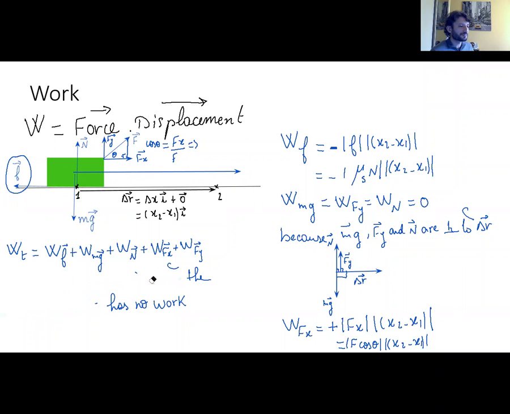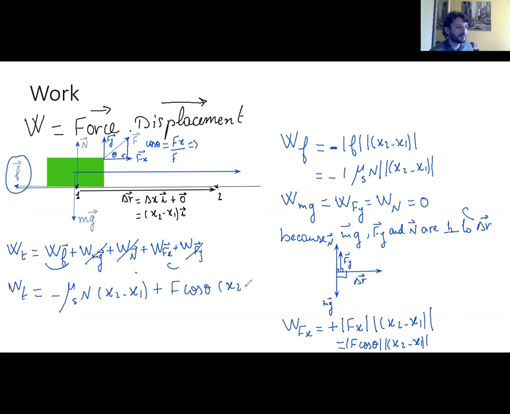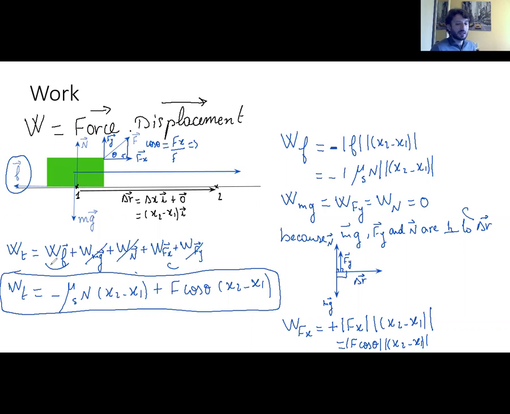So here we can write the total work done. Omega f equals minus mu s n times (x2 minus x1), and the work of fx equals f cosine theta times (x2 minus x1). Okay, this is the general formula of omega. We can have another example to explain how we can apply it.